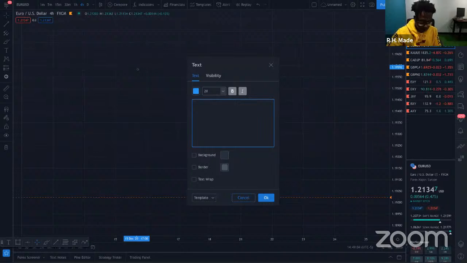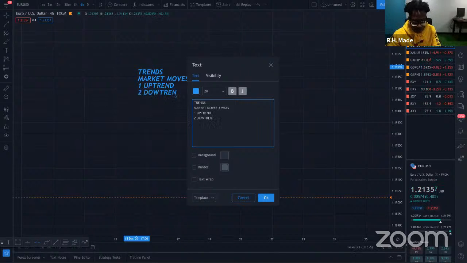is that there are trends in the market. We're gonna talk about trends and support and resistance for today. It's the intro to both of them, and then I'm gonna continue tomorrow. So trends first. The market moves one of three ways. It goes one, uptrend, two, downtrend, three, sideways.